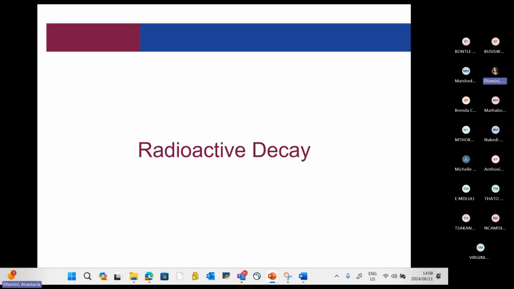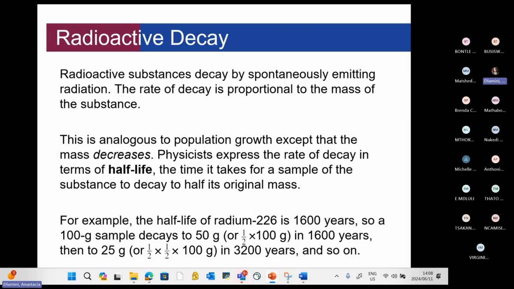For radioactive decay, we are also modeling here. Now they say radioactive substances decay by spontaneously emitting radiation. The rate of decay is proportional to the mass of the substance. I don't know if it makes sense. Guys, do you remember proportionality?